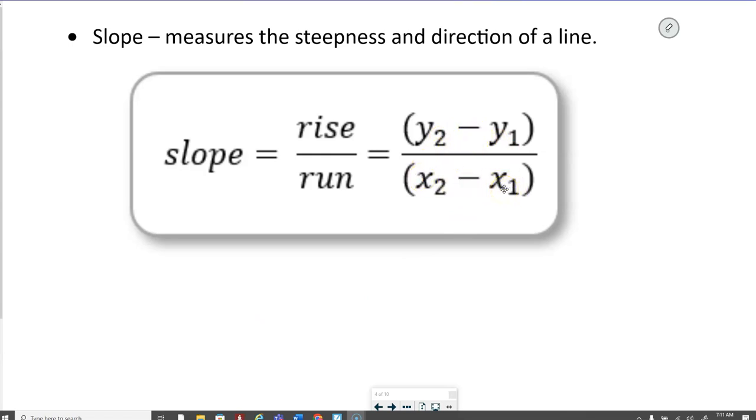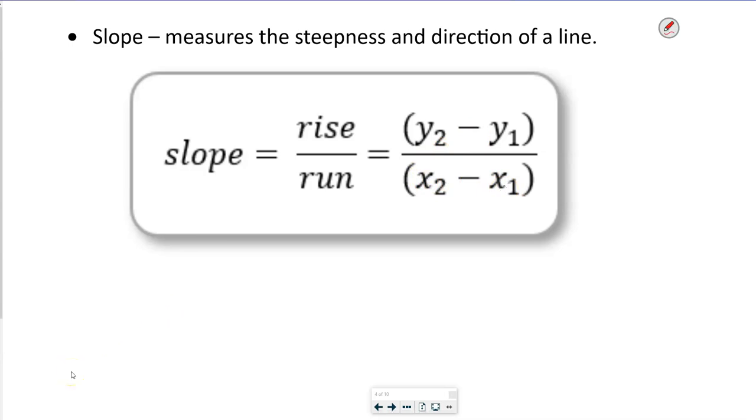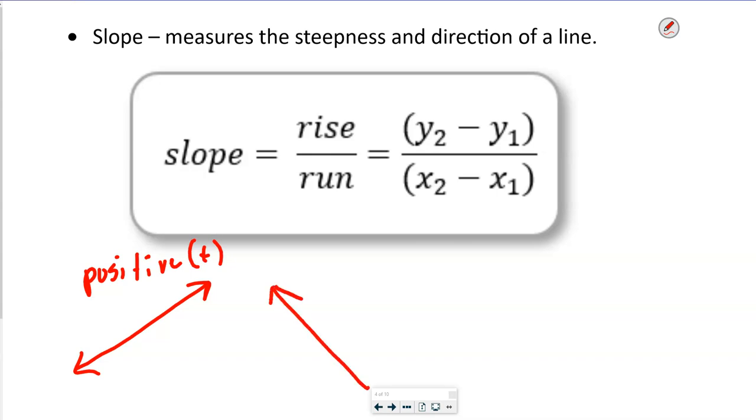So I want to talk to you about a couple things with respect to slope. If the line rises from left to right, this is always going to be a positive slope, okay? So we're going to put a plus there. And if the line falls from left to right, it's going to be a negative slope.